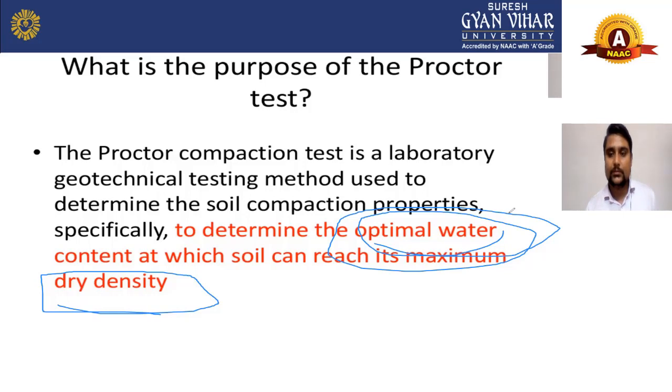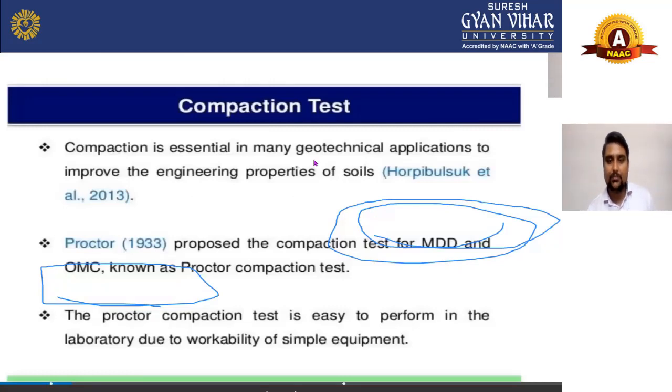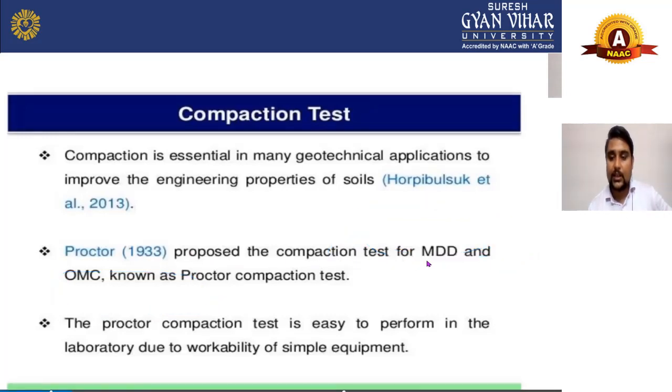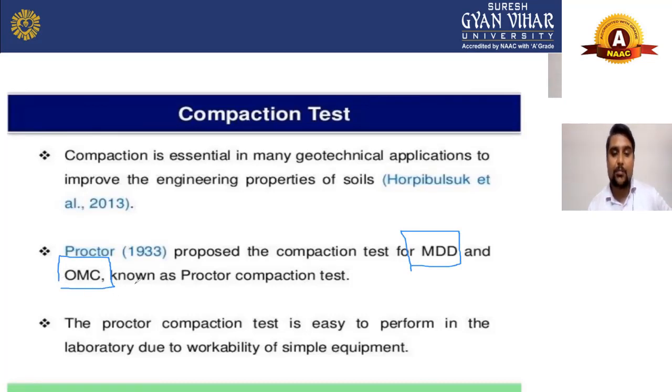Okay, now we will see how we will perform this test. First, the compaction test. Compaction is essential to many geotechnical applications to improve the engineering properties of soil. Proctor in 1933 proposed a compaction test which gives the MDD, meaning maximum dry density, and OMC, meaning optimum moisture content. These two terms are written in short form. MDD means maximum dry density, OMC means optimum moisture content, known as the Proctor compaction test. The Proctor compaction test is easy to perform in the laboratory due to the workability of the sample and equipment.